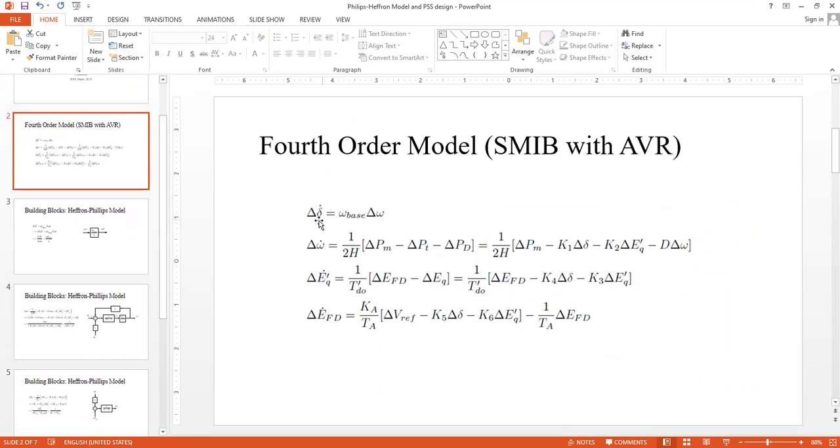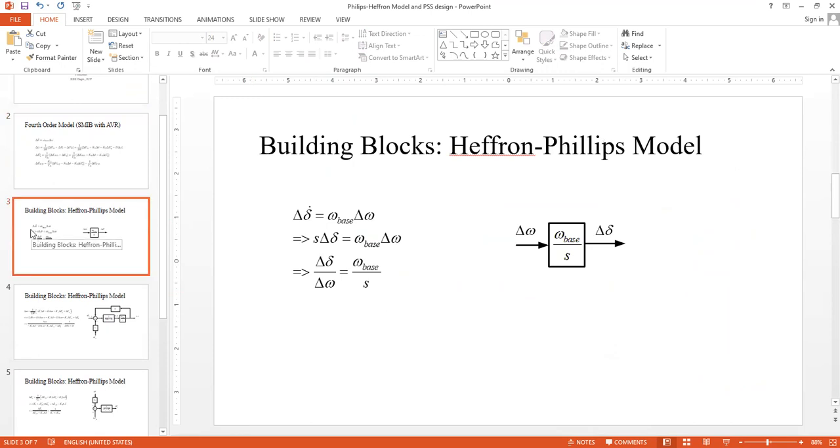So let's start from the first one, which is del delta dot equals omega base into del omega. What we do simply, we know that this is in the time domain, because this is nothing but d del delta over dt. We all know that this in the Laplace domain would become s del delta, where s is nothing but the d/dt operator. So we have replaced del delta dot by s del delta, and on the right hand side we have no differentiation operator, so simply it is omega base into del omega.